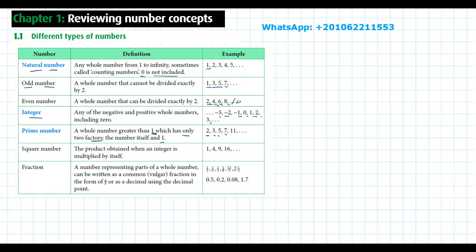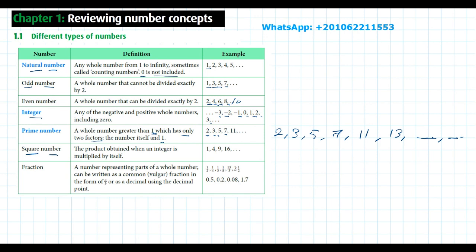Prime numbers should satisfy this condition of having only 2 factors, the number itself and 1, such as 2, 3, 5, 7, 11, and then 13. You can fill in the next 2 blanks.